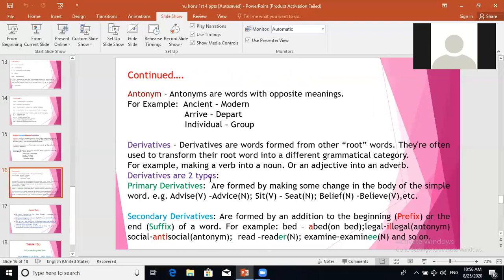Now what are derivatives? That is important to improve your vocabulary actually. Derivatives are words formed from root words. They are often used to transform their root word into a different grammatical category, for example, making a verb into a noun. That means when we change from noun to verb, verb to adjective, we get new words. Those new words are called derivatives. The words we get from a root word, their new words are called derivatives.